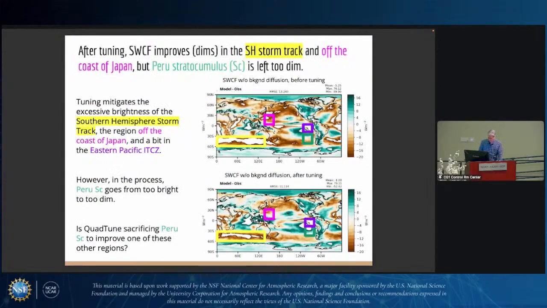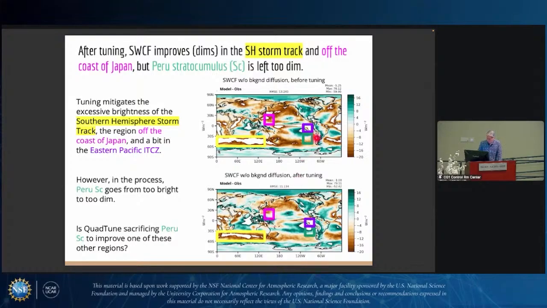Okay, so after tuning, the shortwave cloud forcing improves, in other words, the clouds dim in the southern hemisphere storm track. So this is where we were when we had shut off the background diffusion, but before tuning. And you can see here on the southern hemisphere storm track in this yellow box, there's a very bright region. It's so bright it goes off the scale there. But after tuning, then it dims somewhat, which is good. Likewise, in this pink region off the coast of Japan, it has this ugly brown shade here, which after tuning is turned into a much more pleasing taupe color, which means it's dimmed as we want.